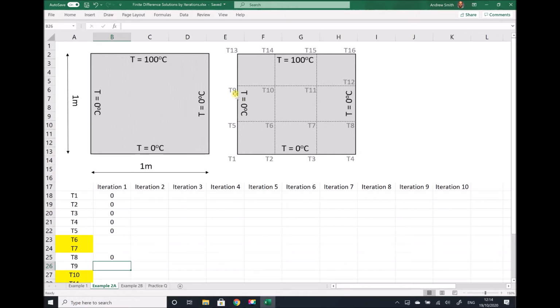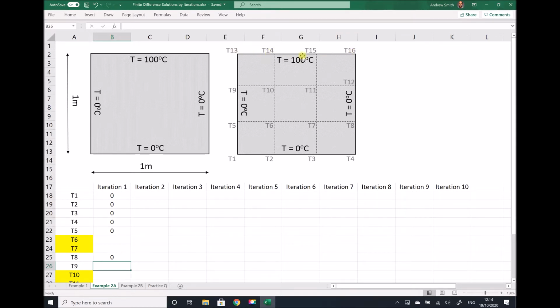If we continue to our next line, for the same reasoning, we know that T9 is 0, and we know that T12 is 0. Again, I'm going to leave T10 and T11 for now. But when we move to the top line, we have T13, T14, T15 and T16.